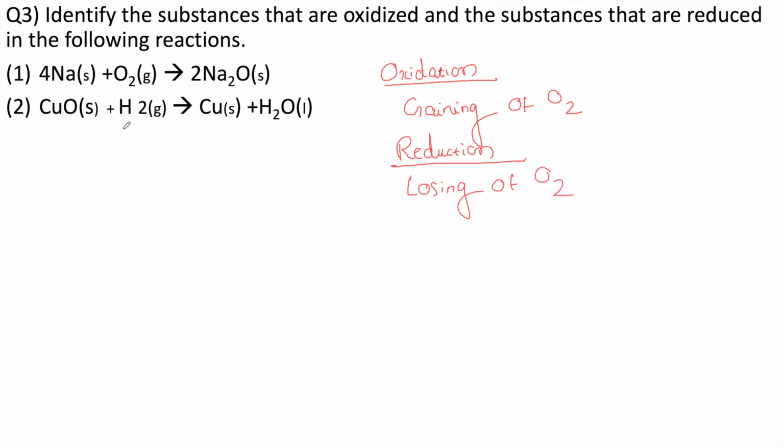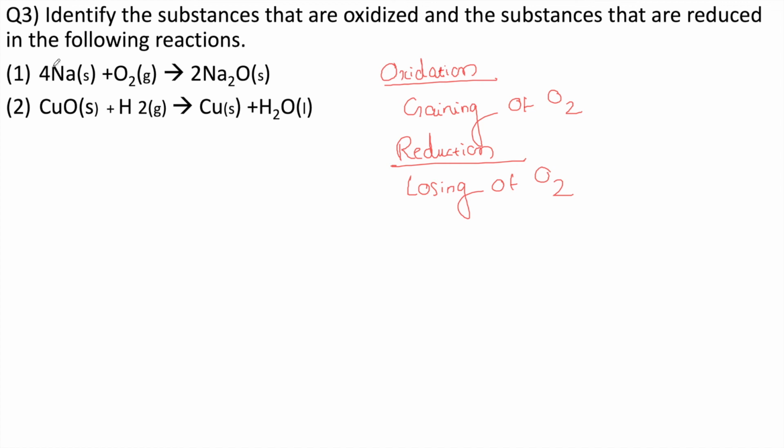oxygen. And another important point, for checking the substance which is getting oxidized and which is getting reduced, always have a look at the reactant side, because oxidation and reduction is a reaction, it always happens on the reactant side. The product only forms after the oxidation and reduction reactions. So here first we will check which is getting oxidized. Na, sodium plus oxygen combine to form sodium oxide, Na2O.